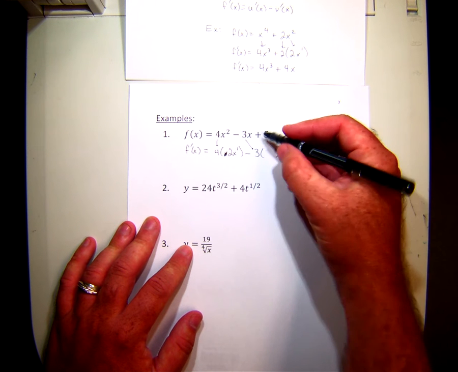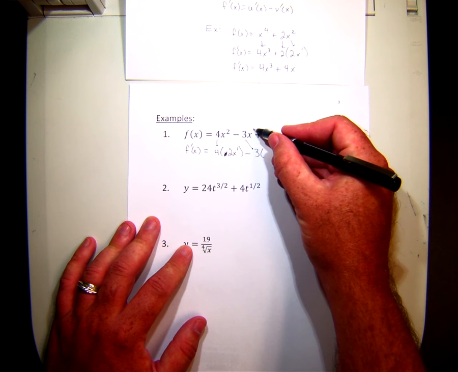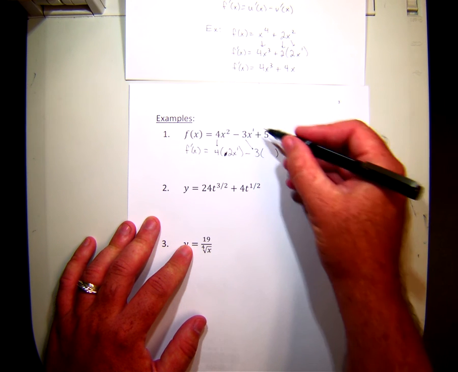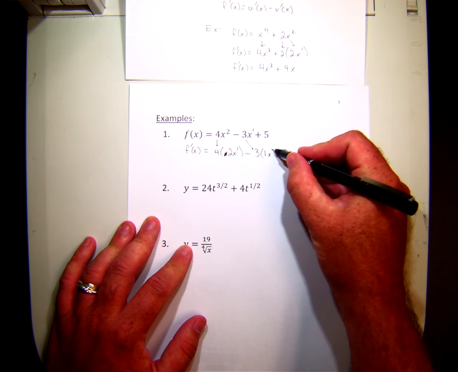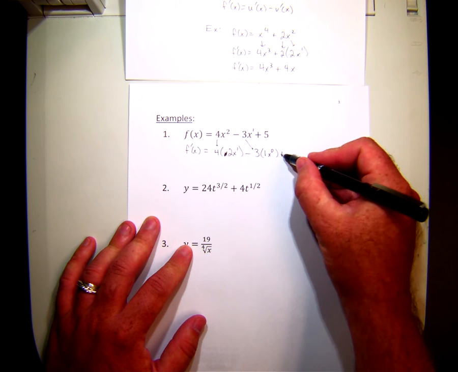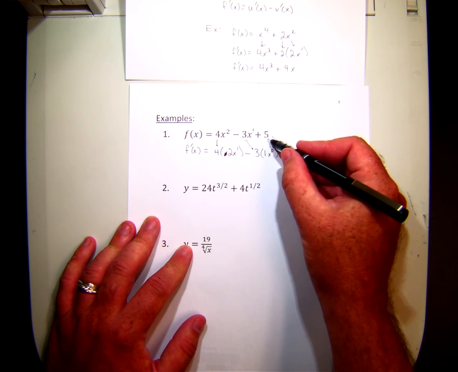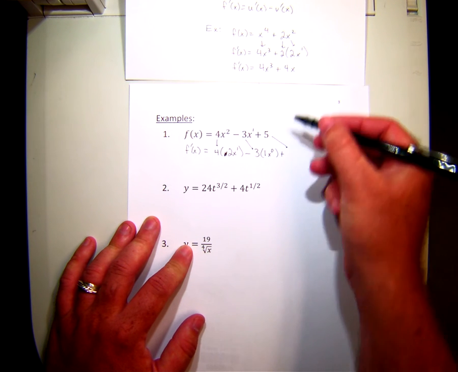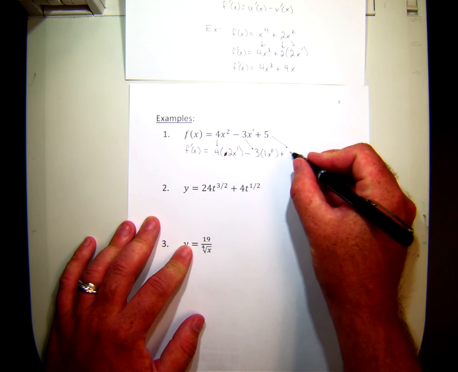Derivative of x. Now, x is a kind of almost a special case. This is x to the first power, right? I pull the 1 down in front and subtract 1 from the exponent. I'll come back to that one. What's the derivative of a constant? Derivative of a constant, if you look back at our rule, is 0.